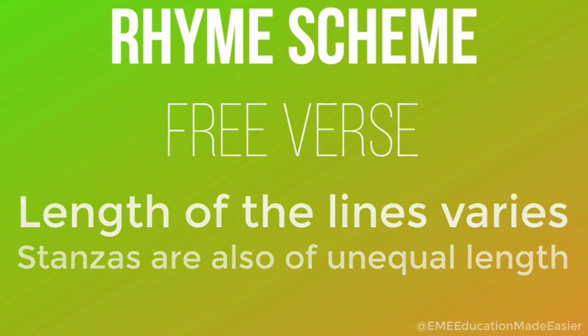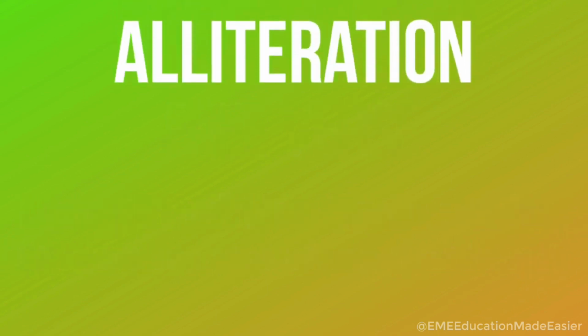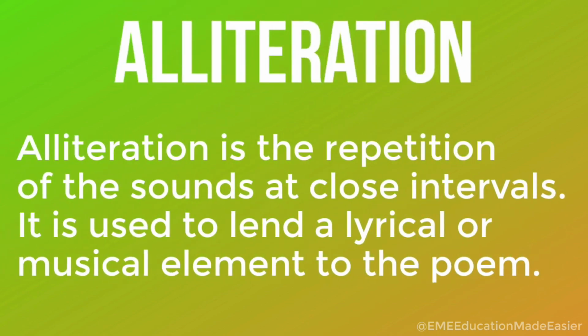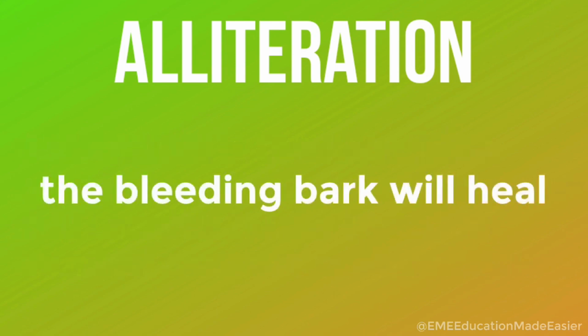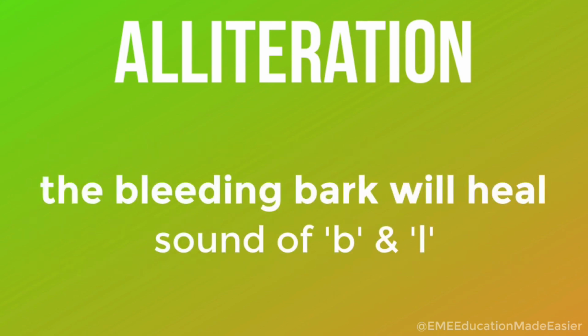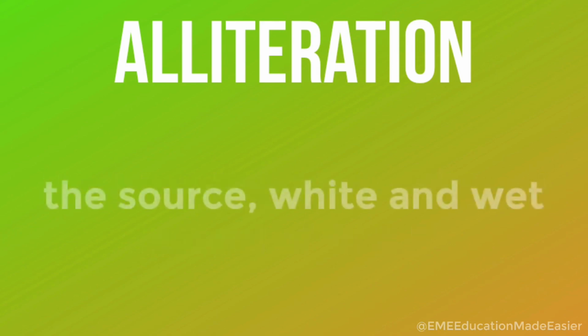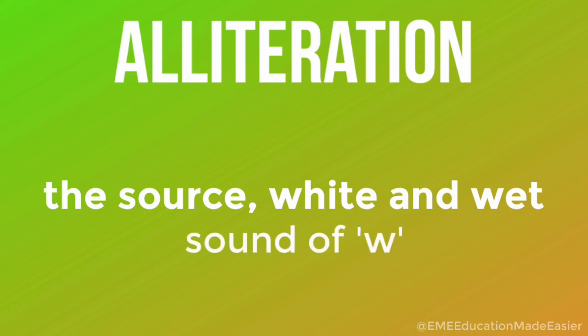The second literary device that the poet has used is alliteration. Alliteration, as you know, is the repetition of sounds at close intervals. It's used to lend a lyrical or musical element to the poem. So the first example is "the bleeding bark will heal." Here the sounds of B and L are being repeated. At the same time, the second example says "soft, white and wet." So the sound of W is repeated here.